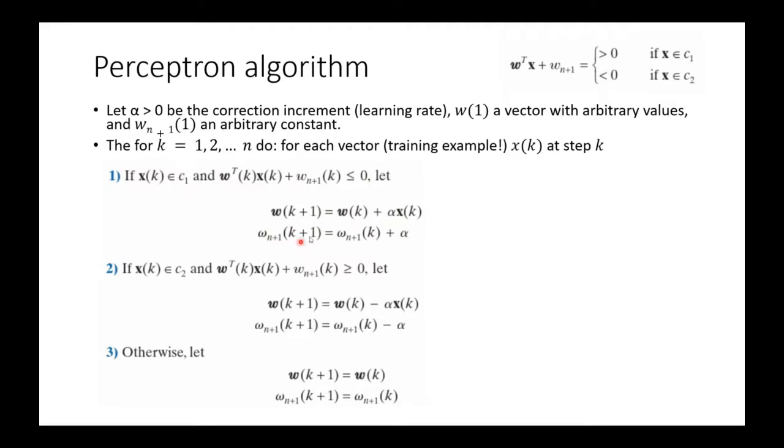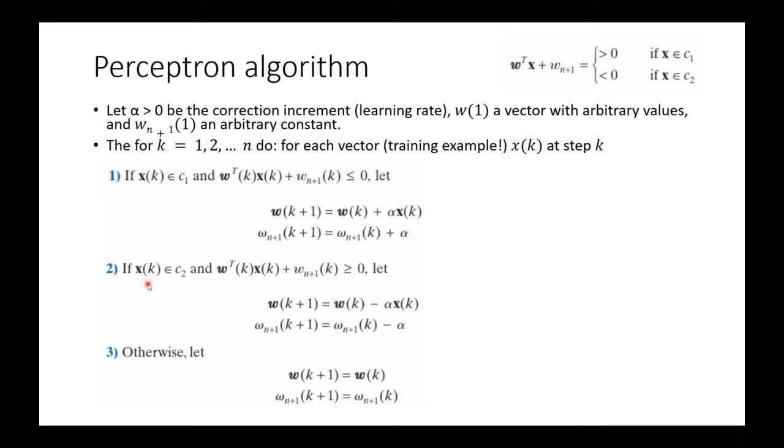So the new bias term in the next iteration, k plus 1, will be the previous iteration's bias term plus the increment. Why am I summing here? Because I applied my data point to this equation and it was less than 0, so I should increment something.